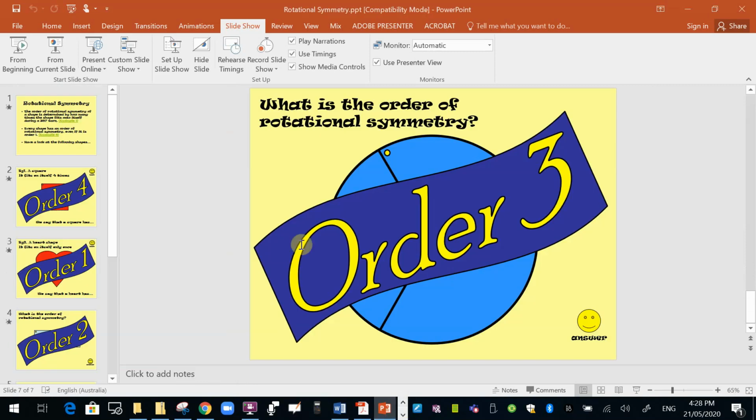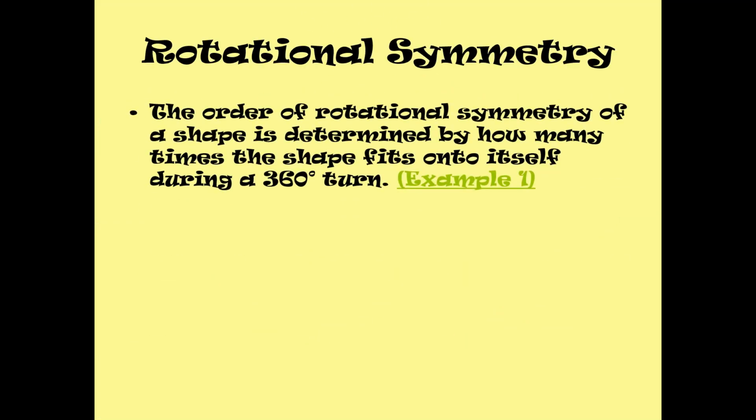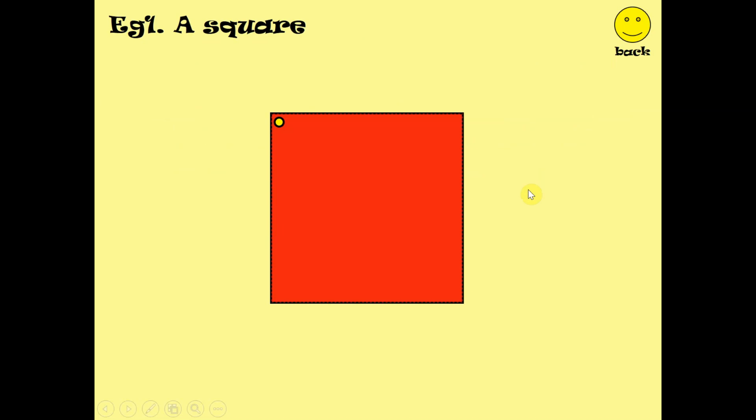There it is. Rotational symmetry. Now, before we go any further, instead of a line or axis of symmetry, rotational symmetry is all about a point of rotation. The order of rotational symmetry is determined by how many times a shape fits onto itself during a 360-degree turn. So every shape has at least order 1. Let's have a look. The square.